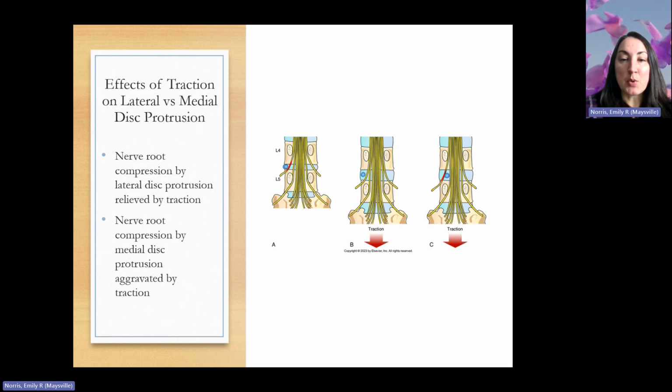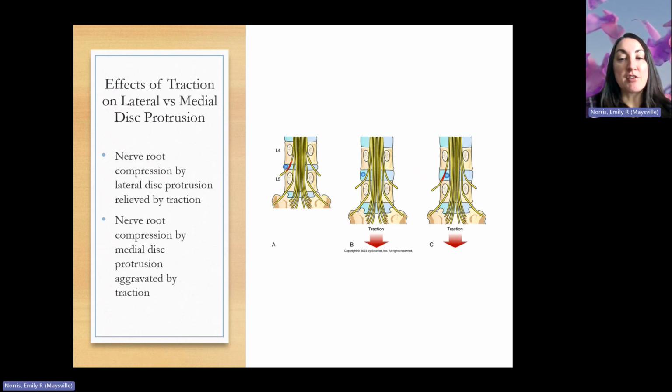So this is what I was talking about with the medial disc protrusion. If there is a lateral disc protrusion, I was trying to get my mouse out so I could show you, as the space opens up, the nerve root itself goes a little bit more medial. So now it's further away from that protrusion and not as affected by it.